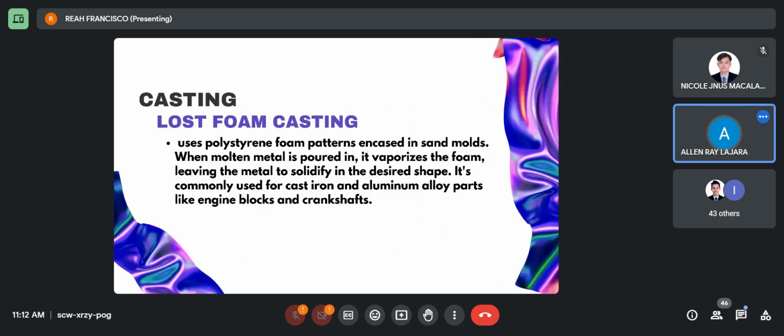Lost foam casting uses polystyrene foam patterns encased in sand molds. When molten metal is poured in, it vaporizes the foam, leaving the metal to solidify in the desired shape. It's commonly used for cast iron and aluminum alloy parts, like engine blocks and crankshafts.